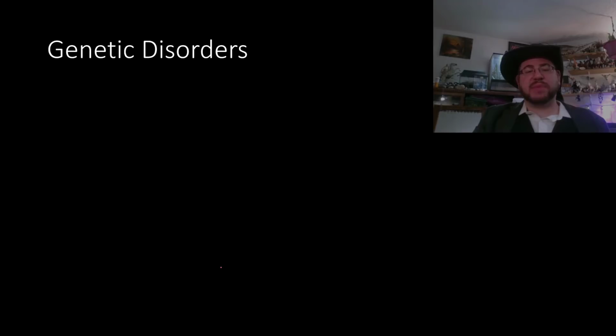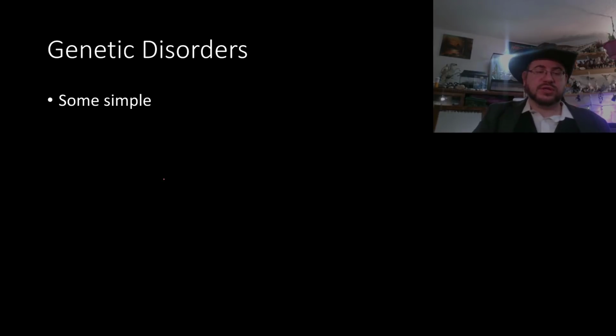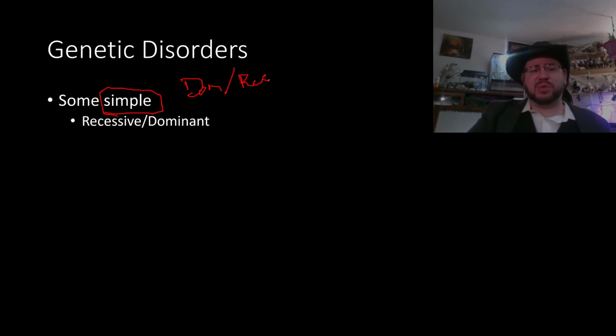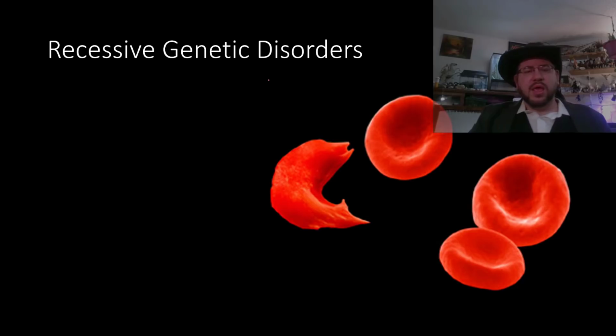So let's move on to some basic genetic disorders. Some genetic disorders show this very simple inheritance pattern, this dominant-recessive inheritance pattern. Some are nice and simple, dominant or recessive alleles. Some disorders are more complicated. Let's go through some simple ones. All right, recessive genetic disorders.